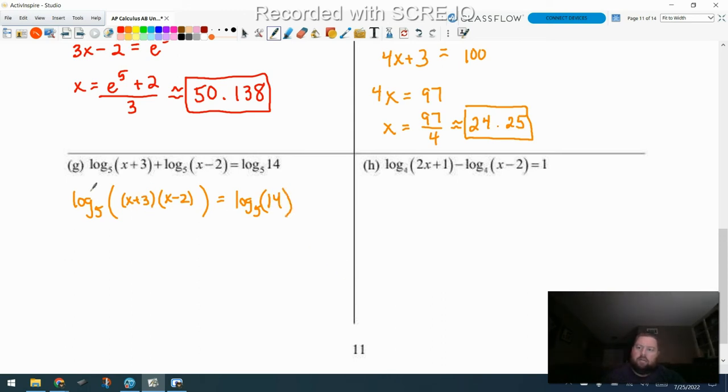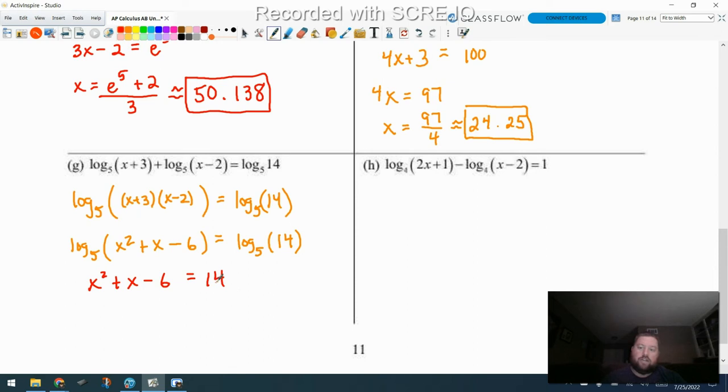All right, we're going to go ahead and multiply that out. Log base 5, so x times x is x squared, and then we have 3x minus 2x, which is 1x, and 3 times negative 2 is negative 6. All right, so now you're going to use a 5 base to cancel out the log, but since you have a log base 5 on both sides, you can just take whatever's inside those logs and set that equal to each other, and that's going to be our equation.